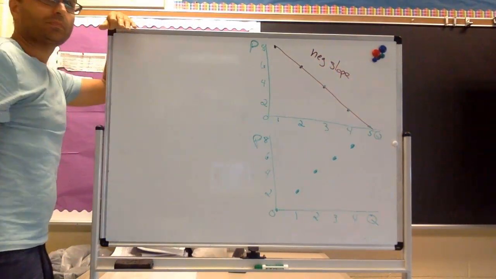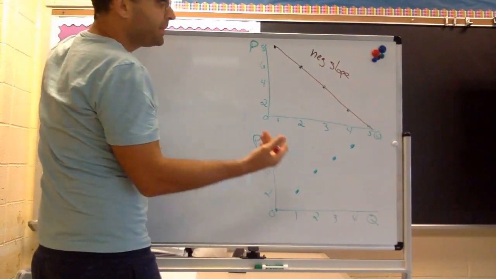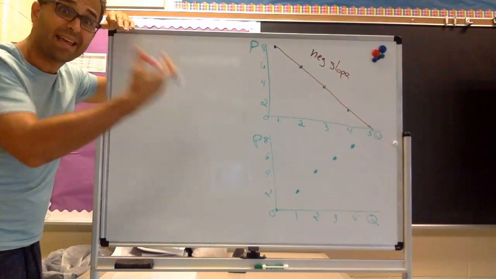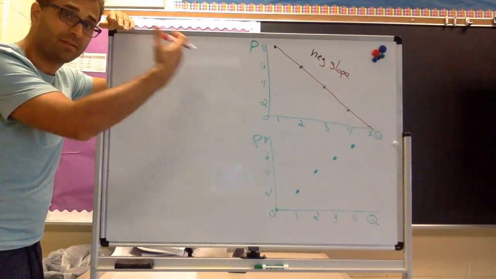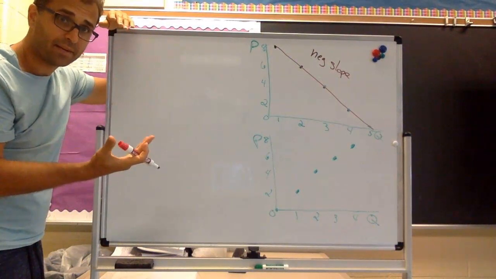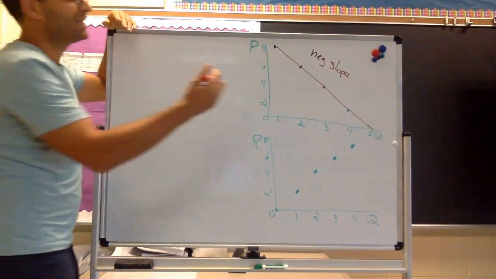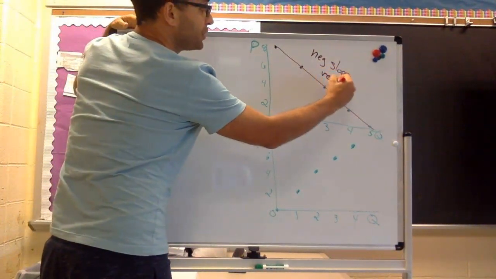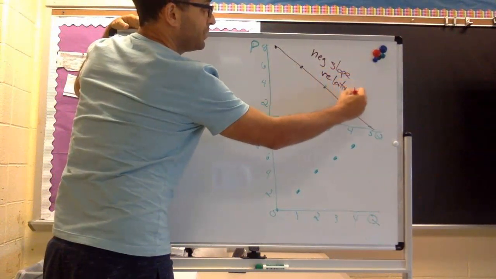Okay? A negative slope. Why? Because when you divide x and y, you get a negative number. Right? A positive and a negative. You divide those, you get a negative. So it's a negative slope. We say it's a negative relationship. That's one of our vocabulary words.